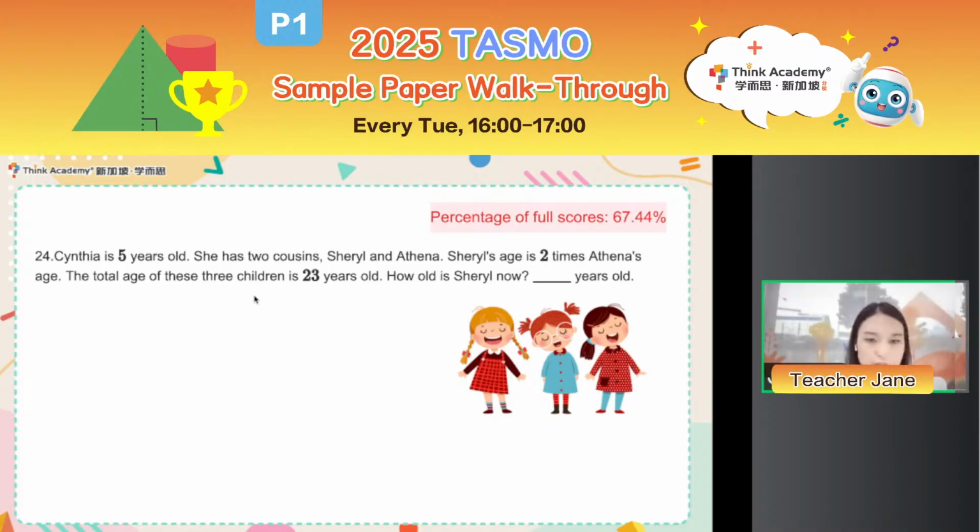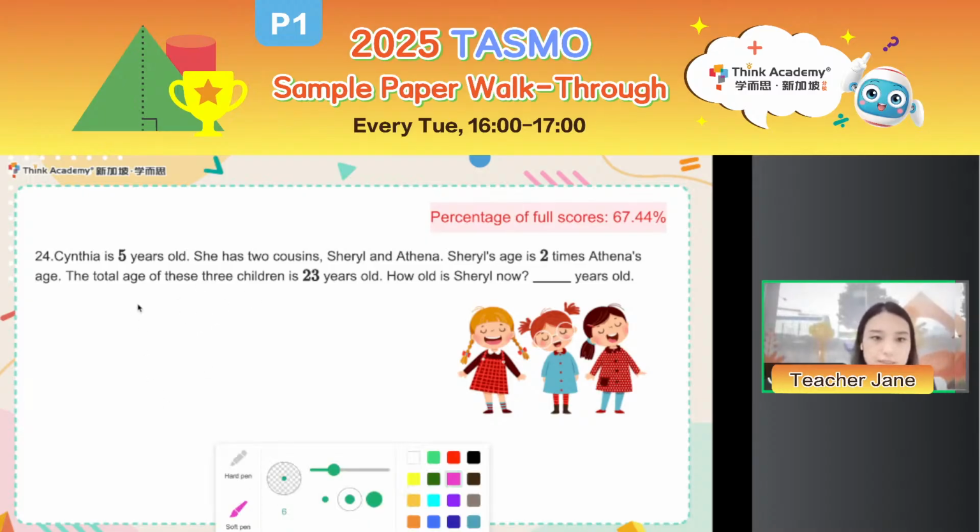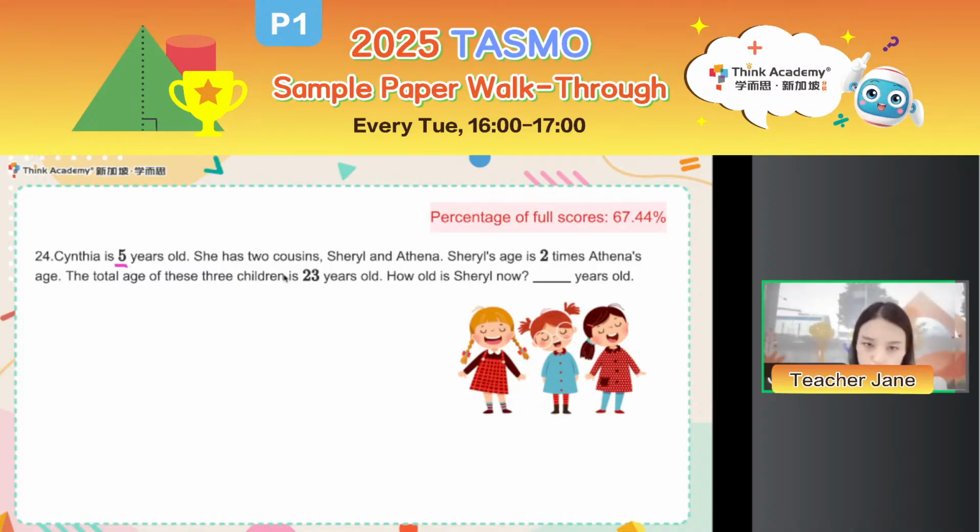Then, everyone, this time let's move on to the next question. Yes, question 24. This time we can see Cynthia is 5 years old. She has 2 cousins, Cheryl and Athena. We can see Cheryl's age is 2 times Athena's age. The total age of them is 23 years old. Then how old is Cheryl right now?